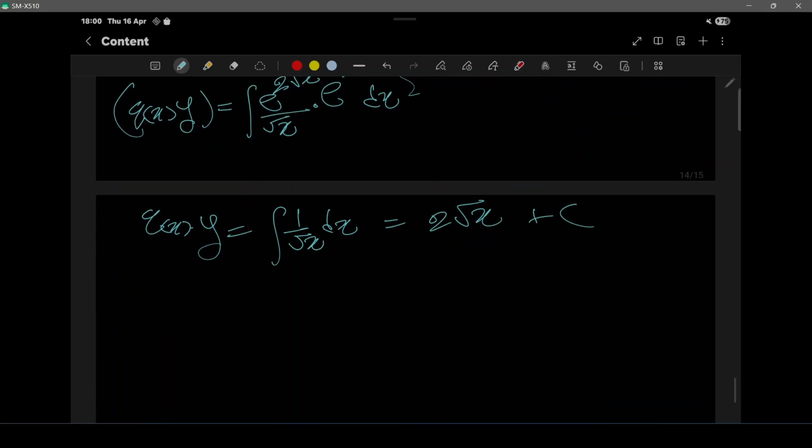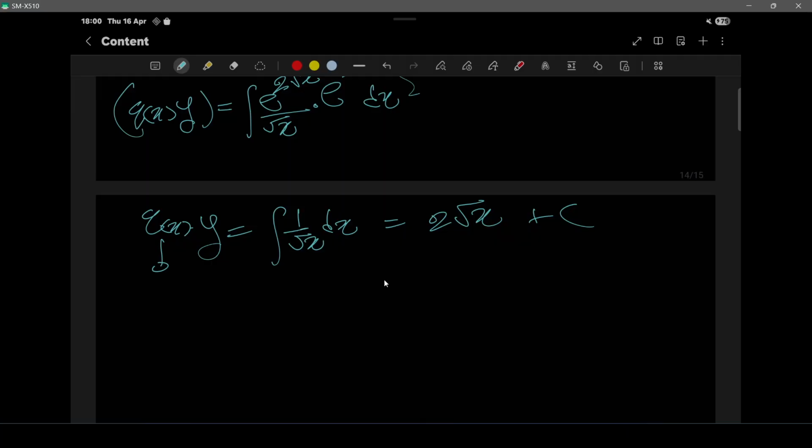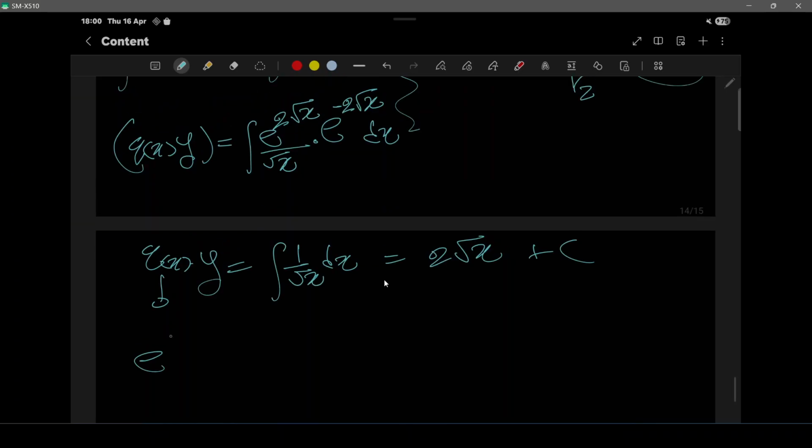So finally, our solution is, oops, sorry, there is some kind of window pop-up. I don't know what is happening. It happened because my device is fully charged, so it automatically gives me a pop-up message and opens Chrome. So the solution is e to the power minus 2 square root of x times y is equal to 2 square root of x plus c. So this is the solution.